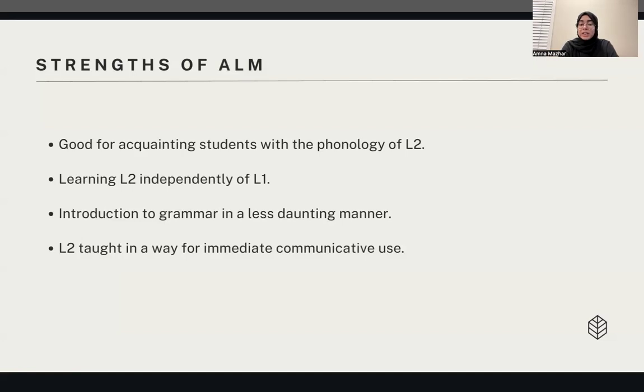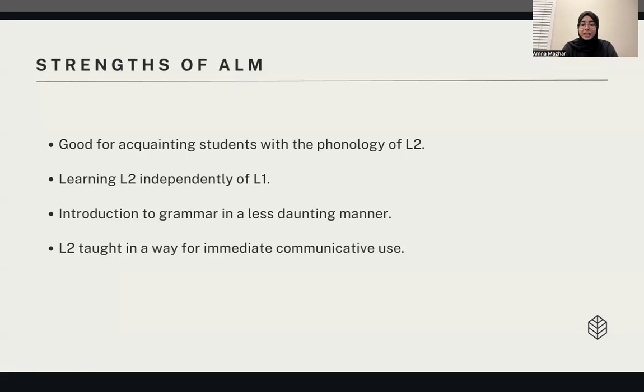Learning L2 independently of L1. As I mentioned before, it follows the direct method. It's a strength that the learners will be using the target language in the classroom and not the first language, because the more they use their native language or a common language in the classroom, the less they will be able to understand the L2 independently from the first language.